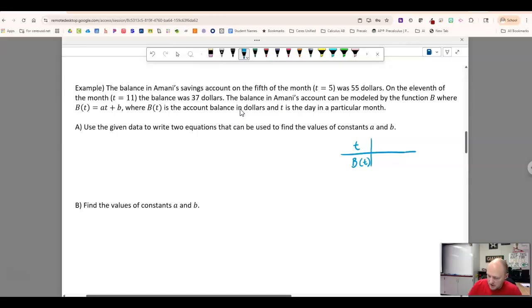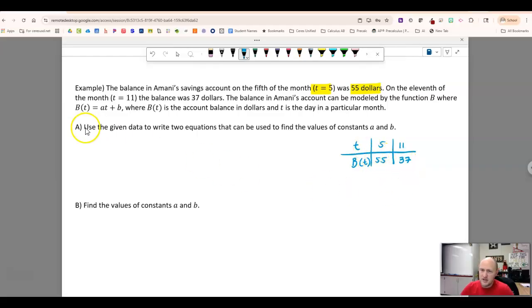So what they told us here was there's a savings account, and on the 5th month, Amani has $55. So there's your first data set, 5, 55, that could be like an ordered pair. On the 11th month, month 11, the balance was $37, okay? So it looks like she's losing money in her account.